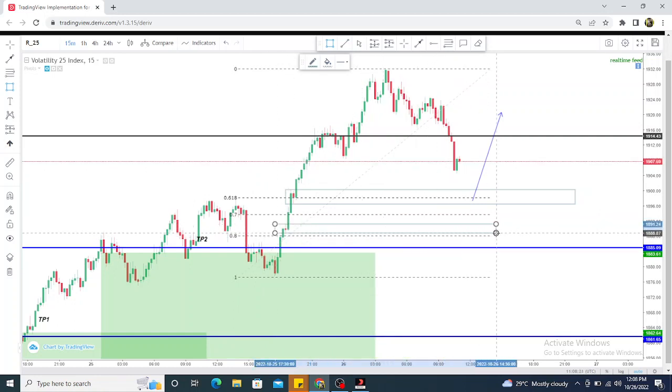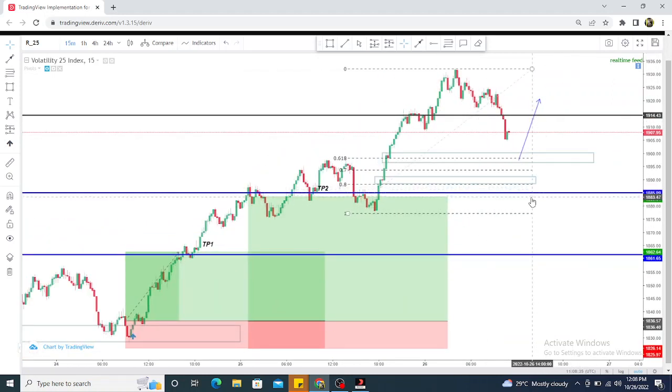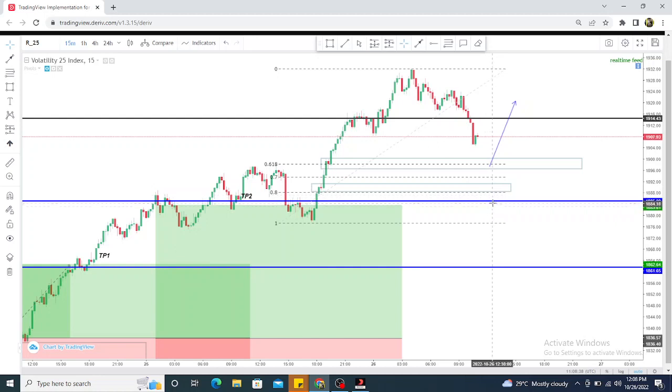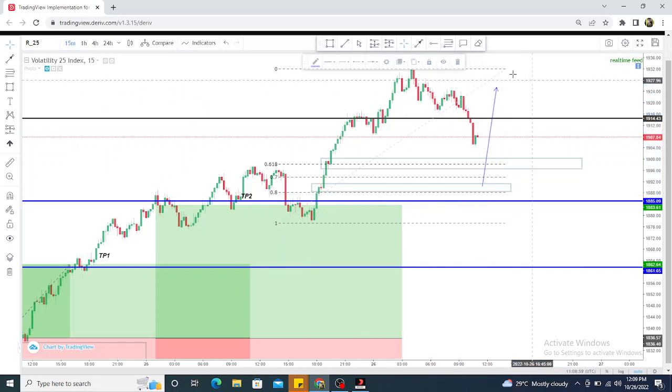So I'm going to take my rectangle and extend it. I rather prefer to take my entry here, because this first discount to me may not be that strong. I rather take my entries from a deeper discounted level, and it's also closer to my psychology level, this blue line, which is a psychology level and a support level, more like a break and retest of this area. So I'll be looking for bullish entry at this second discounted area between the 0.70 and the 0.80 level.